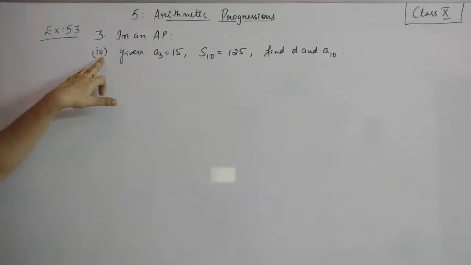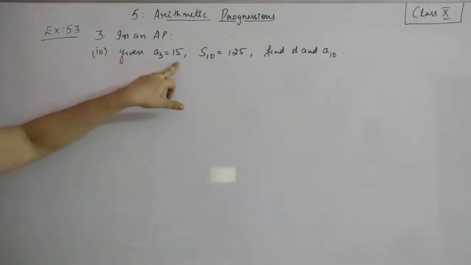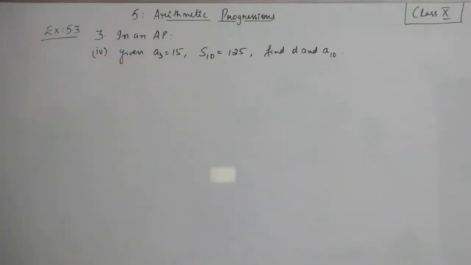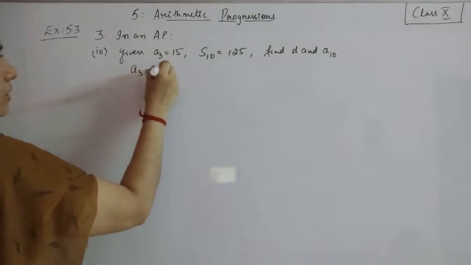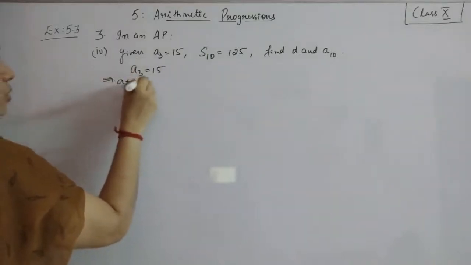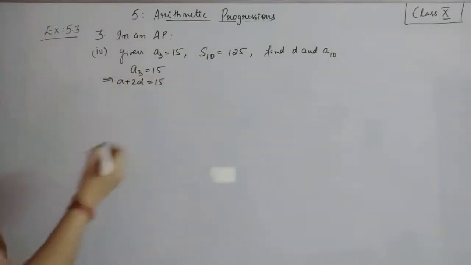Next, the fourth one is given: a3 is equal to 15, S10 equal to 125. You have to find d and a10. So we'll start with what is given. a3 is 15 means a plus 2d is 15.